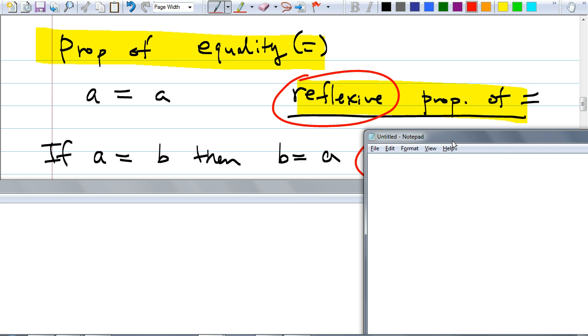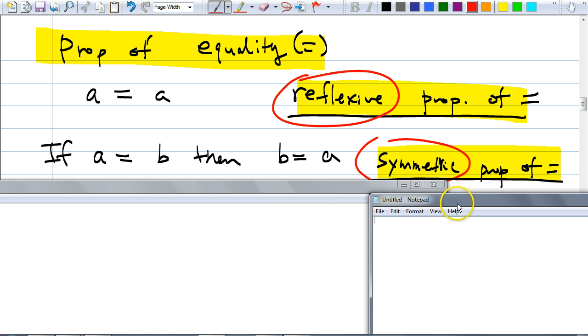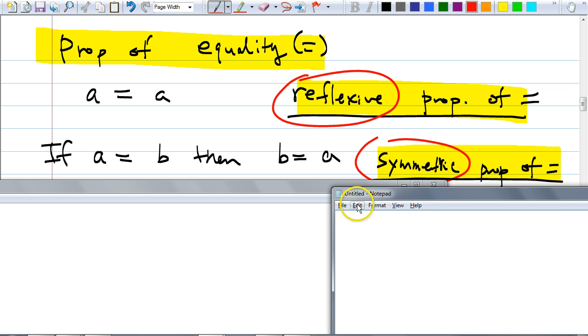Anybody want to guess what this is called? It's called some kind of property of equality. Anybody want to guess? This is sort of symmetrical, isn't it? Yeah. Symmetric. It's just symmetric property of equality. Okay, so that's what that's called.